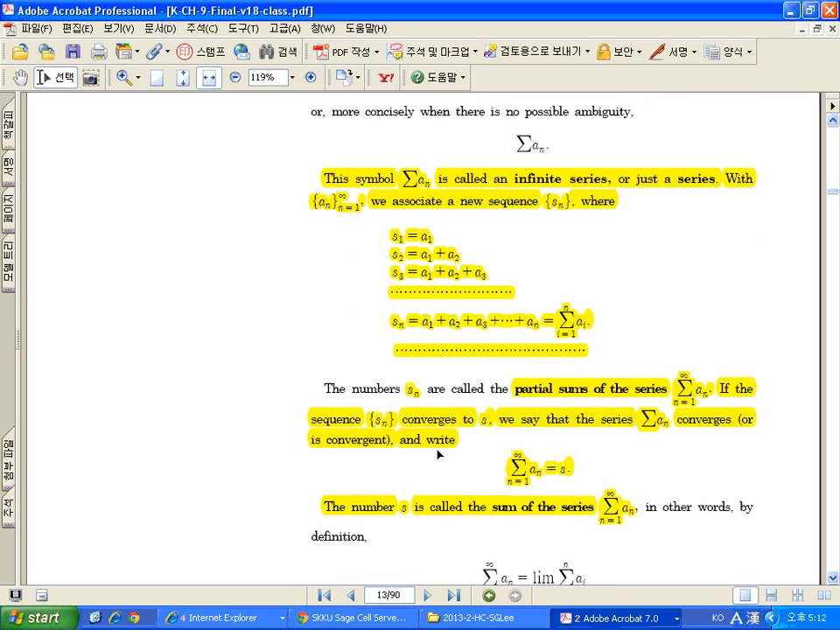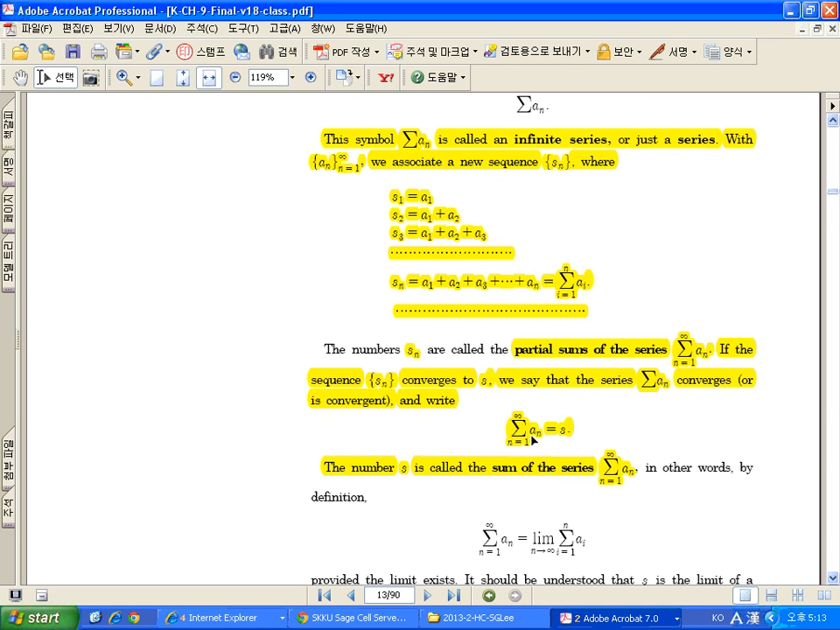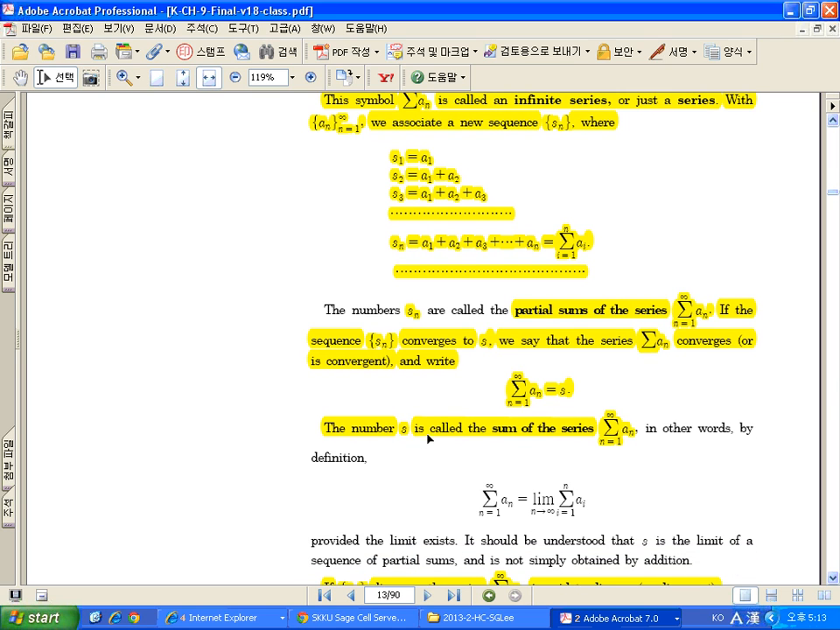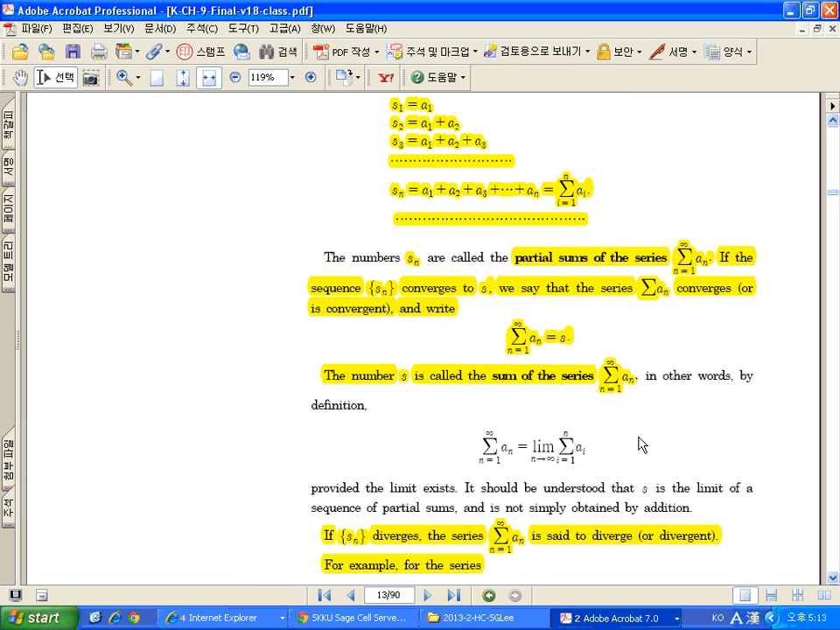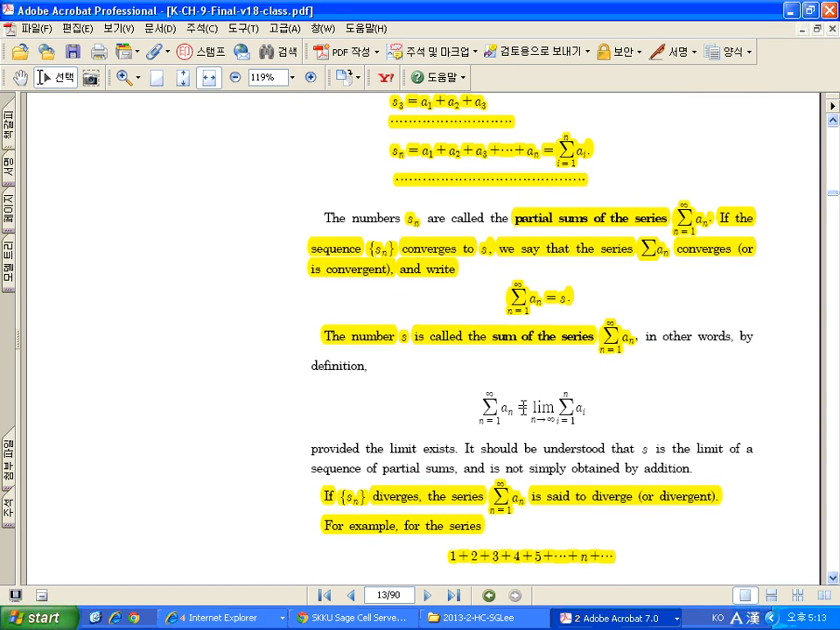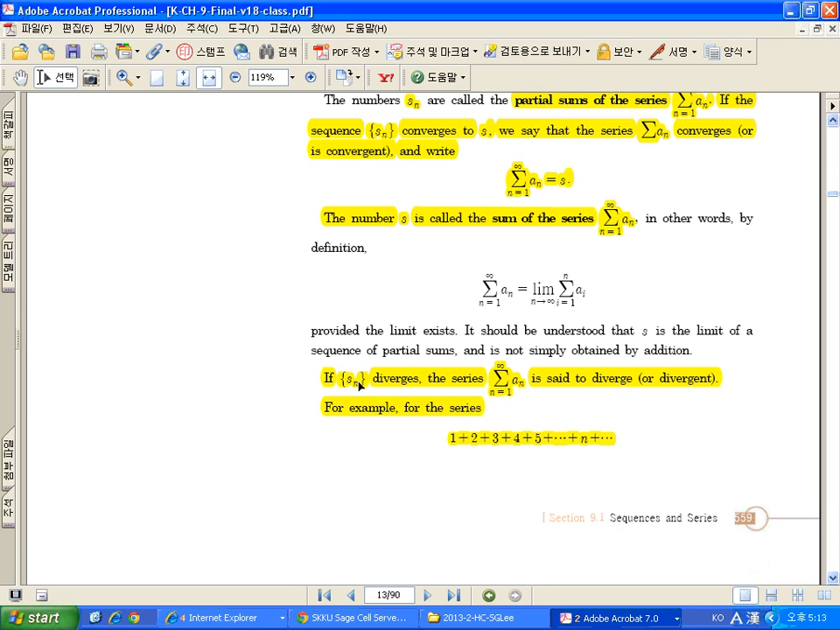If this sequence Sn converges to S, then we say that the series summation An converges, and write the summation of An from n equals 1 to infinity is equal to S. The number S is called the sum of the series. In other words, we can write it this way: the limit of the summation from 1 to n, as n goes to infinity. Then these are the same notations. If Sn diverges, then the series also diverges.